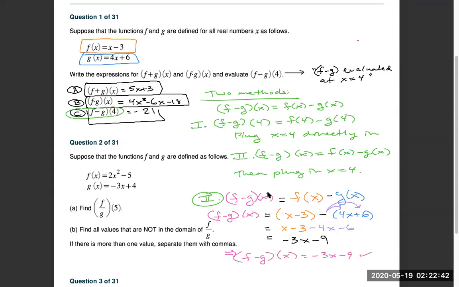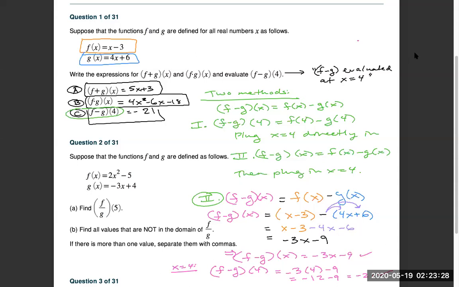That would be useful if you needed to find f minus g of x first, and then you were asked this. But you can see that it's going to be a little bit longer for this method. Now we'd have to plug in x equals 4. So f minus g evaluated at 4: we have negative 3 times 4 minus 9, which is negative 12 minus 9, which is still negative 21. So it's kind of up to you how you maneuver that part.